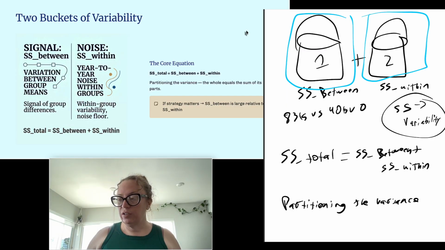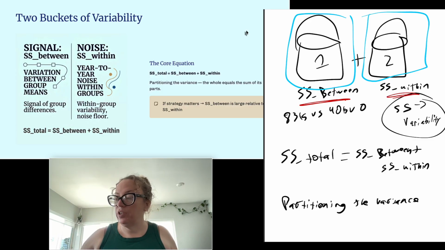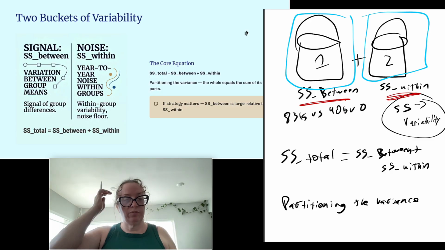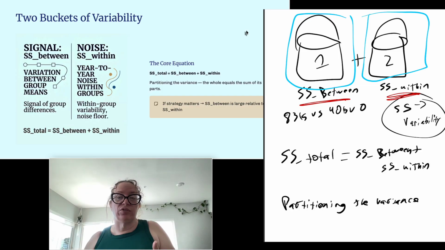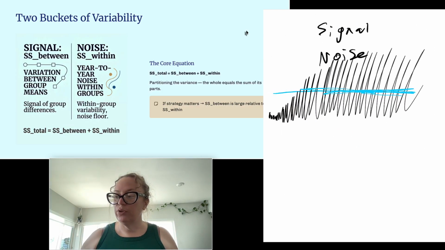SS between should be small relative to SS within, okay? There shouldn't be a big difference between them. The signal of the strategy differences is buried in the noise. If we go back to our noise analogy, then there's really no difference between the signal and the noise. You're not seeing any difference. You can't hear the signal because there's so much noise. That would be the variability if there's no difference between the groups.